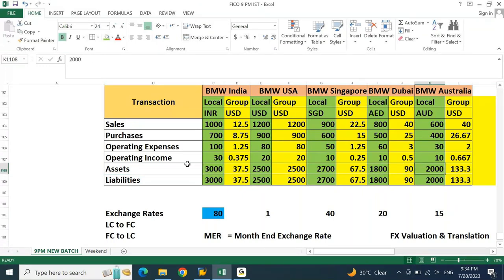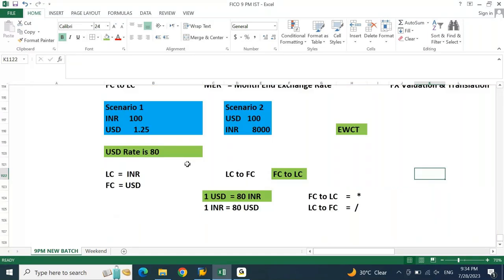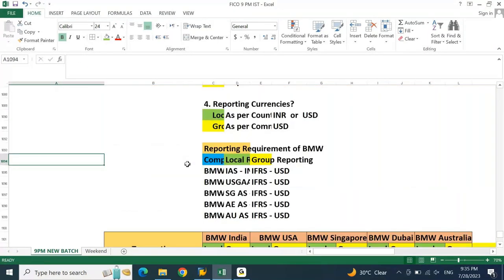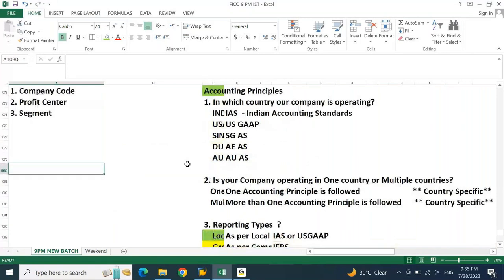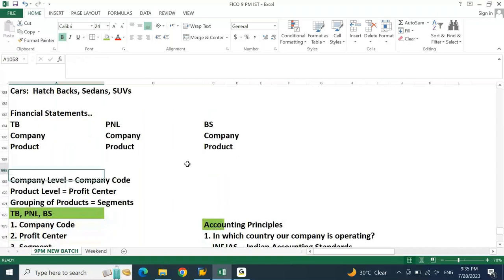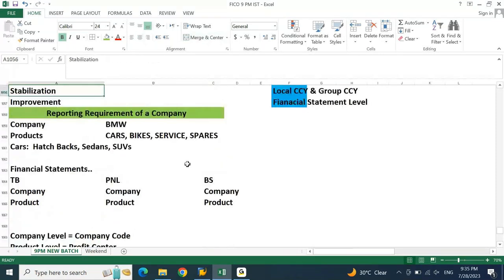Yes, sir. Can you go to profit center row level? Product, yeah, segment, and yeah, here. Can you go a little bit up? Okay. Yes, just me. Yeah.